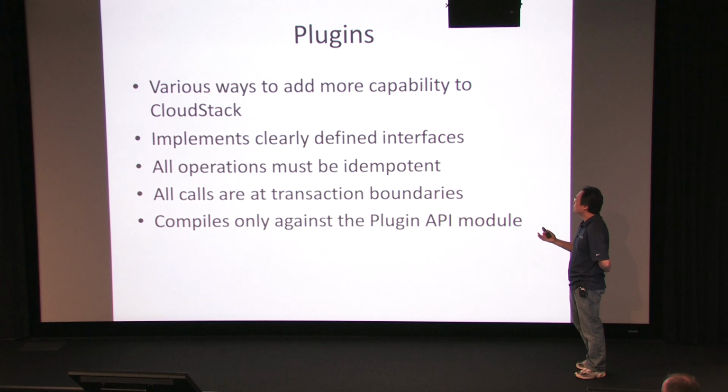For plugins, like I said, there are various ways to add capability to CloudStack. Each has its own interface, and all operations must be idempotent. Once we call the plugin, at that point we check to make sure that there are no database transactions that you can reverse. From there on, it is up to you to make sure every piece of information that we send to you is persisted, so that you can repeat them, and things like that. And we make sure that the plugins and modules should only compile against our API module, which only contains the interfaces, so that we don't have any crossovers between those code boundaries.